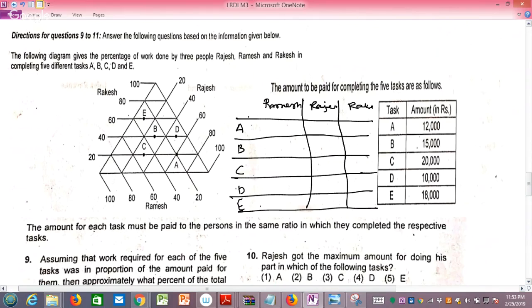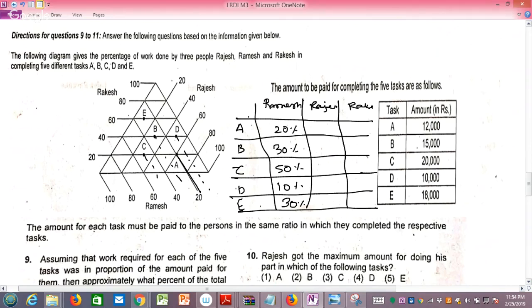So for Ramesh, see point A, with which point the line is aligned. So point A is aligned with this. So 20% for Ramesh. Okay. Similarly, look at B. B is in between 20 and 40. If I draw a parallel line, between 20 and 40, it is 30%. And C is between 40 and 60, so it is 50%. And D is 10%. How? Simply draw a line for this 10%. For E, if you see E is in the same line as B, so it is 30%.